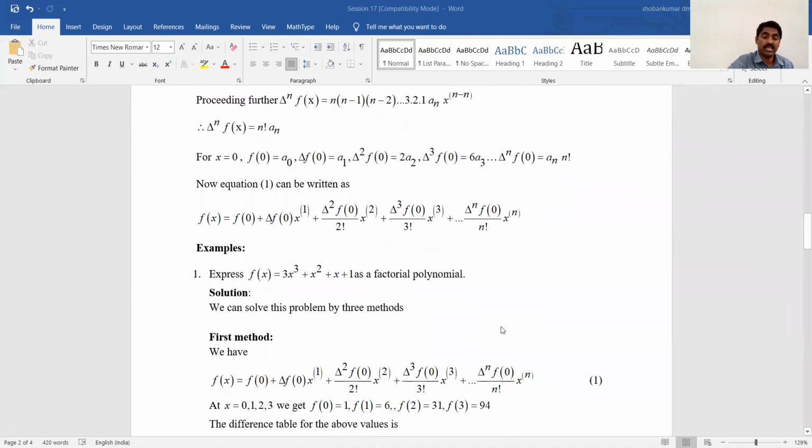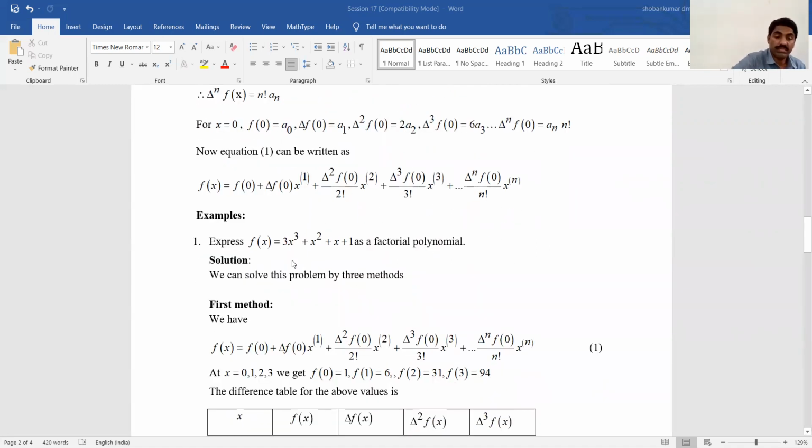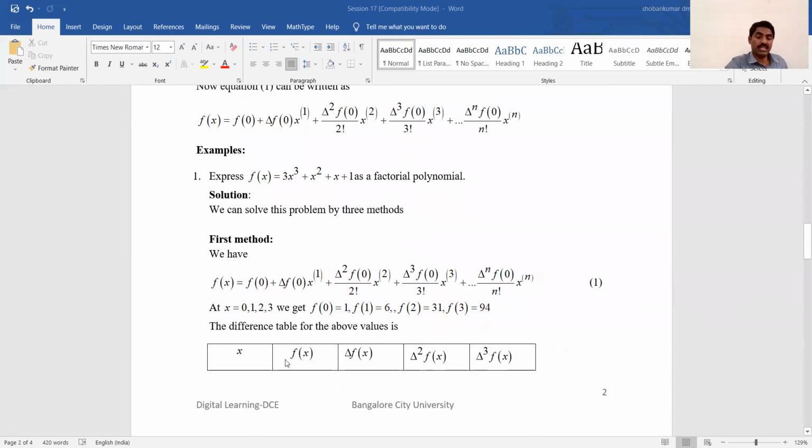Now we discuss some examples. Express f of x equal to 3x cubed plus x square plus x plus 1 as a factorial notation. We can solve this problem by 3 methods. The first method: as already discussed earlier, f of x equal to f of 0 plus delta f of 0 x to the power 1 plus and so on.